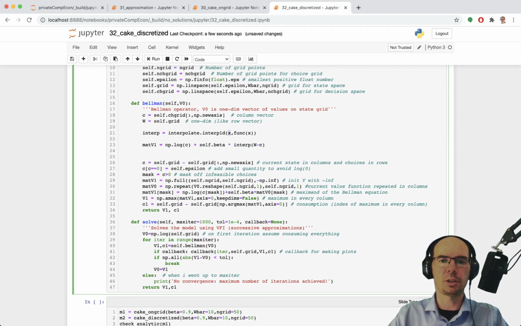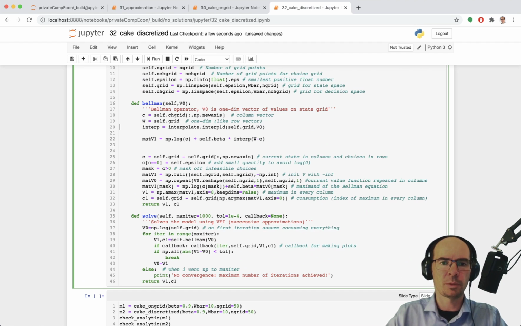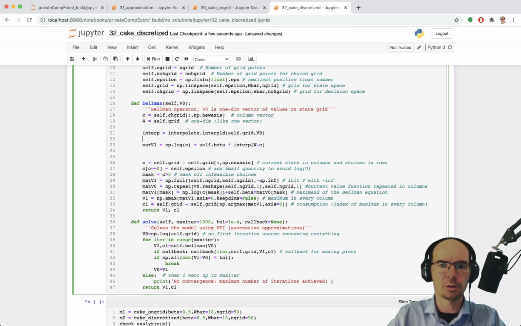Okay, what sort of data do I have to give it? Well, the value function is defined on the grid over the state space, and the values are given to the Bellman operator in this array of V0. Okay, so this is my interpolation. So now these are going to be the values in the next period.